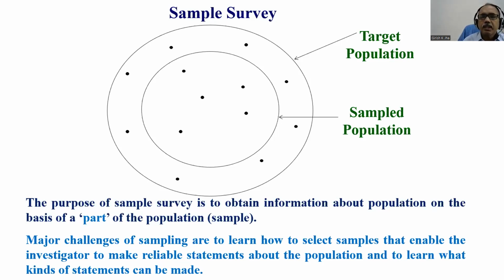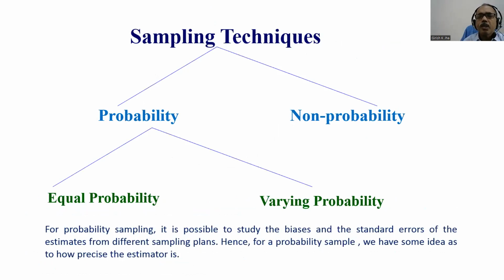The challenge is that the sample which you are selecting, is it really representative of the whole population? That is one of the challenges. And then how to make a statement about the population on the basis of that particular sample. So whenever you go for sampling, you have random sampling.